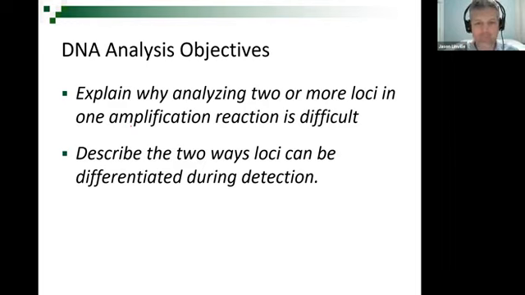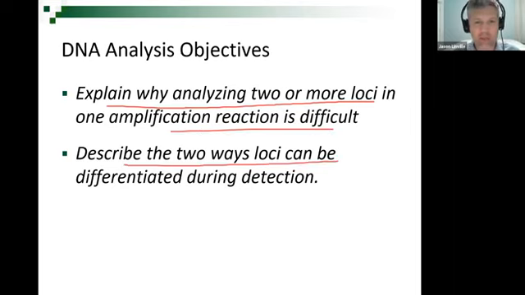All right, so this portion is about the analysis of DNA, and really this is going to be just an essay question that is going to be coming on a quiz or exam. Explain why analyzing 2 or more loci is difficult, and probably what I'm going to ask you is what are the 2 ways that forensic scientists can differentiate loci from one another? Well, what are you talking about? What is loci? What is different?